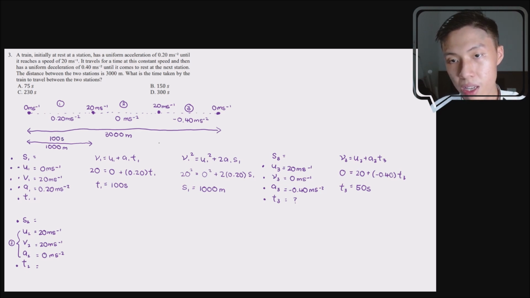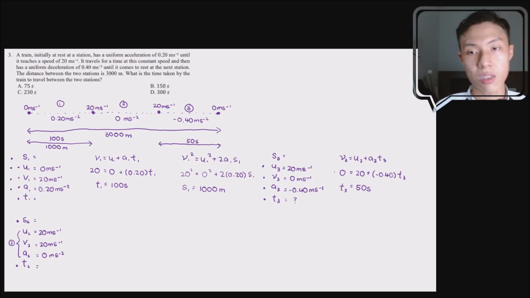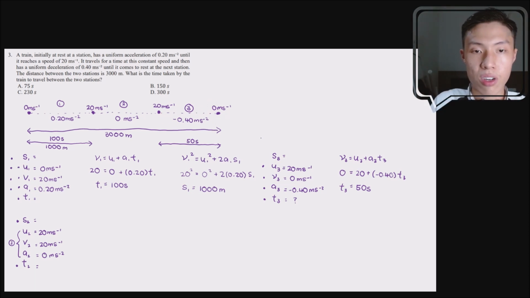Okay, so if we would like to summarize everything back into the diagram, this portion here takes 100 seconds to complete, whereas this portion here takes 50 seconds to complete. But what is the distance? What is the displacement for the third portion of the journey over here? Let's try to figure it out.